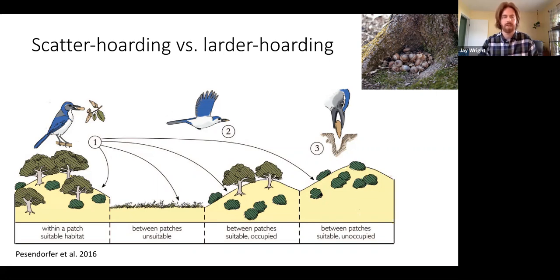So they can take these acorns across large areas of unsuitable habitat. So this figure here is kind of showing how blue jays can disperse to new habitats. They can find new habitats that have not been colonized by oaks yet and help colonize those. And so through the scatter hoarding behavior, they're really helping oaks disperse across the landscape a lot better than most other species that cache nuts do.